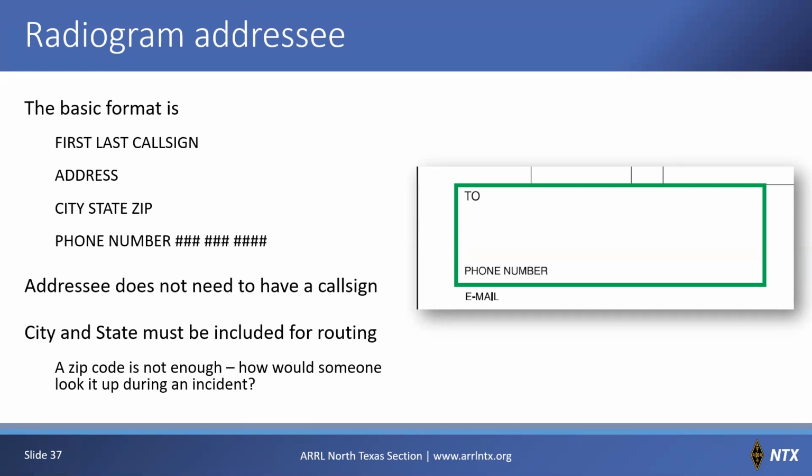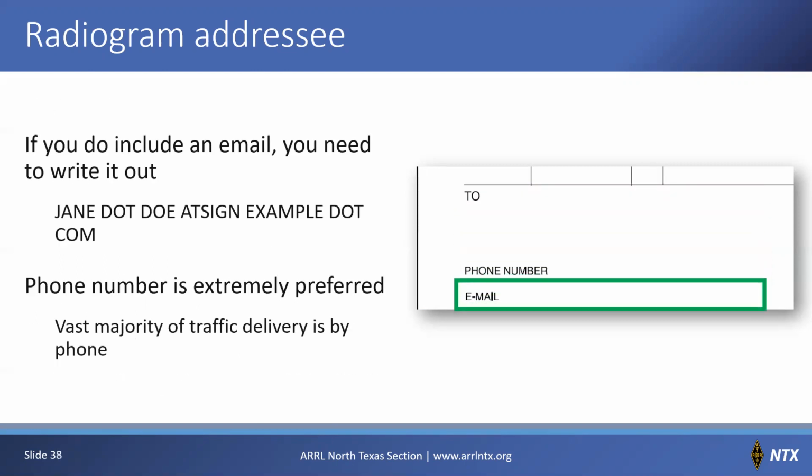So phone numbers, very, very, very helpful. We want to practice like we would run in an incident. So if you can, please, a phone number. If not, then you can use an email. What we'll do is we'll route it towards that area as best we can, and then the station in that area would open up an email and put it in an email. Emails need to be written out. So if it's jane.doe@example.com, how do I say @? How do I say a symbol on the air?